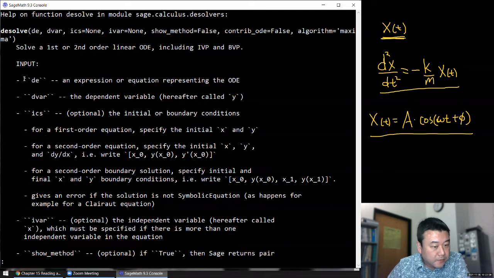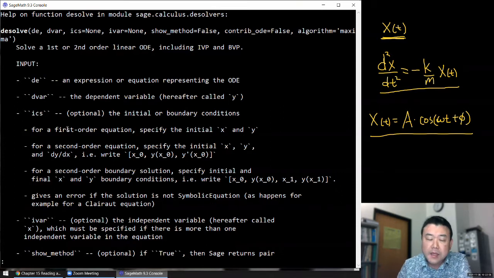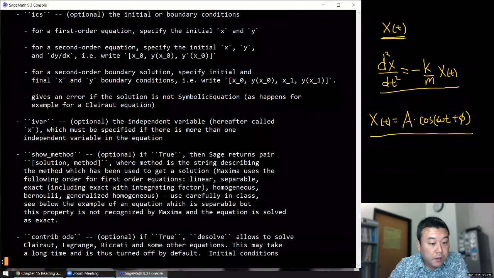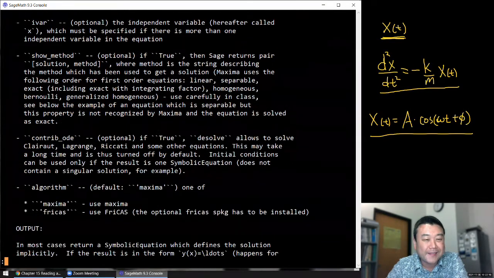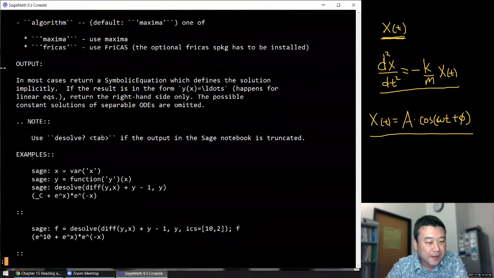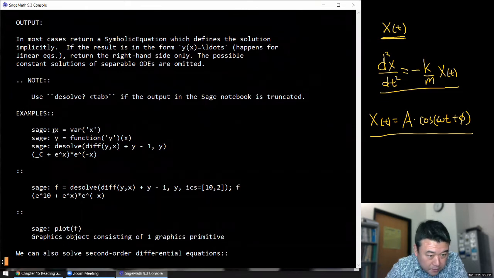Now, even reading this, I'm not 100% sure how it works. One of the nice things about these documentations is they have examples, and sometimes the examples tell you more than the description of the parameters does. So I'm scrolling down to the examples portion. Okay, output, symbolic equation. Examples. That looks simple enough. So x is the independent variable. I already declared the t.